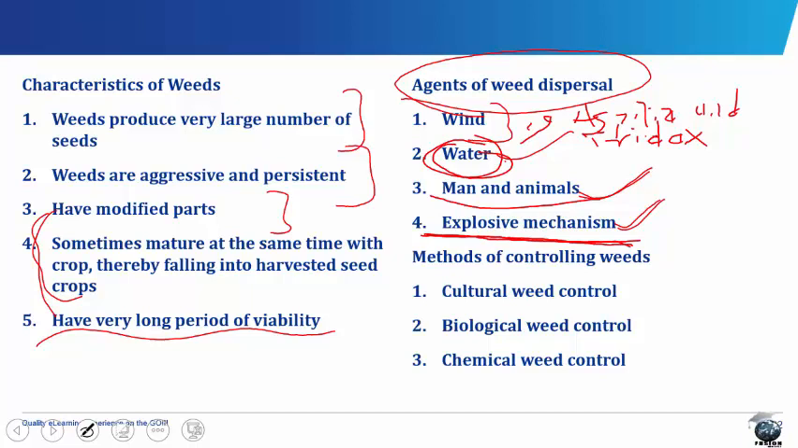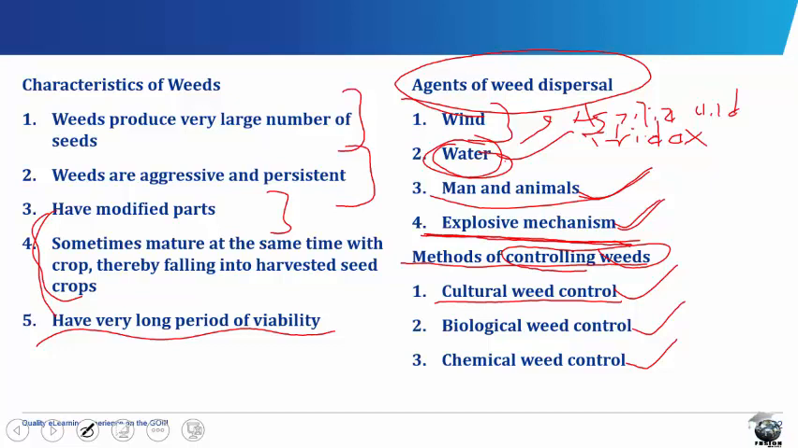There are different methods of controlling weeds. Weed control refers to any deliberate effort made by man to eliminate weed seeds and stop them from growing. Weed control is therefore achieved by one or a combination of: 1. Cultural weed control, biological weed control, chemical weed control. Cultural weed control includes burning, crop rotation, mulching, weeding, tillage operation, hand pulling, and flooding.